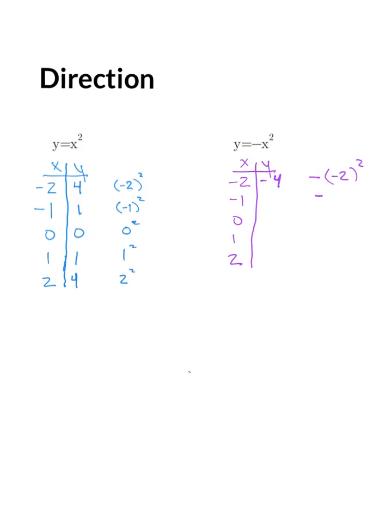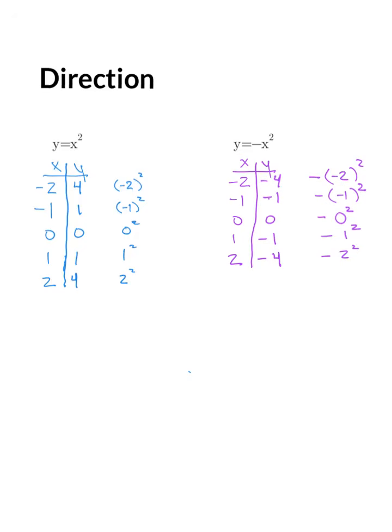For negative 1, we have minus negative 1 squared. Similarly, what we have is negative 1 squared is 1. Keep that outside negative, and we get negative 1. Minus 0 squared will be 0. Minus 1 squared. Since 1 squared is 1, we keep our minus sign with it, and we get negative 1. And similarly with minus 2 squared, we're going to end up with negative 4.